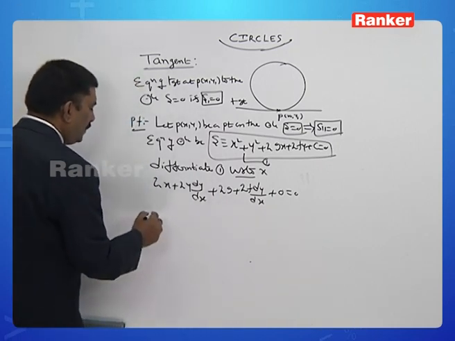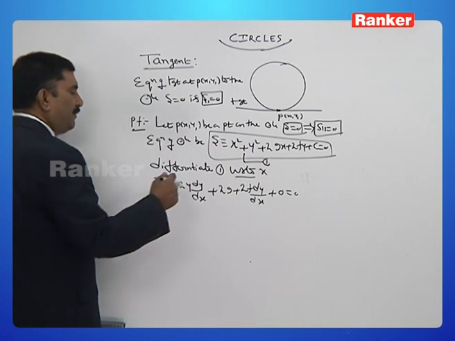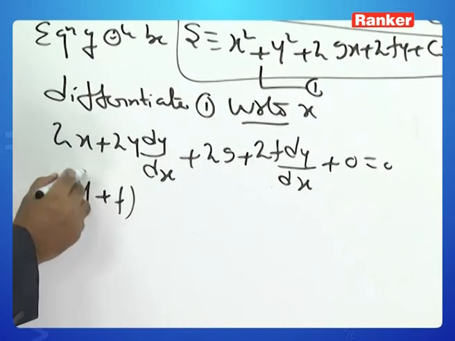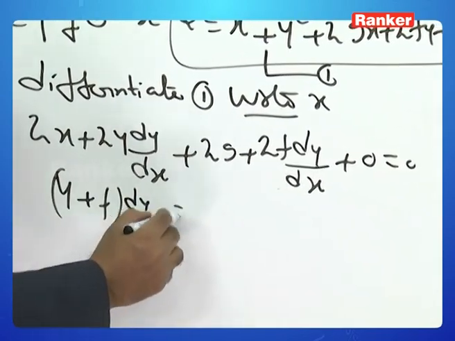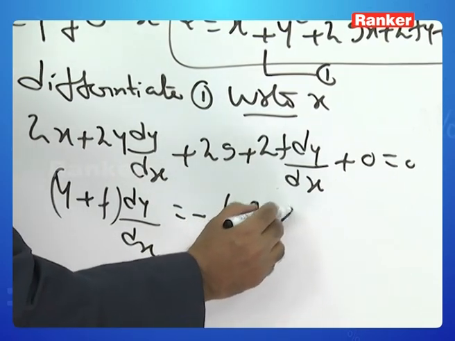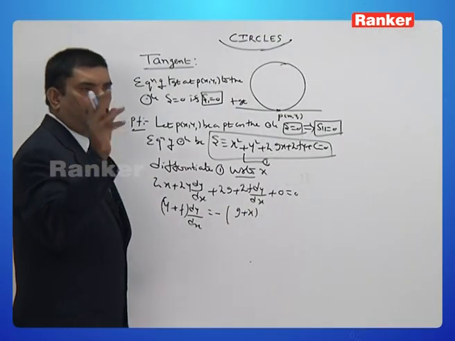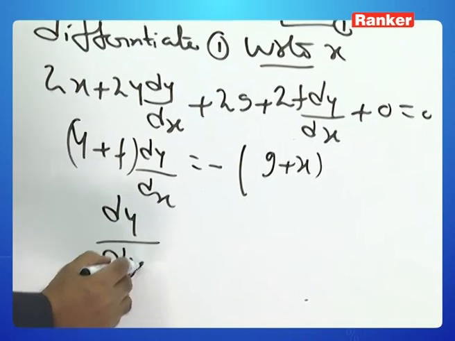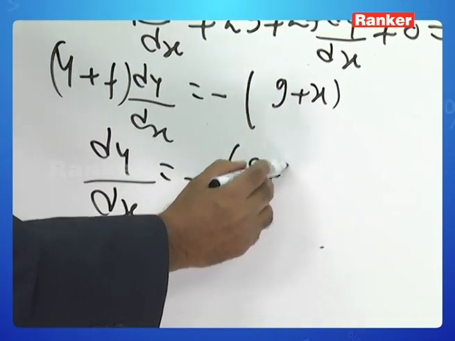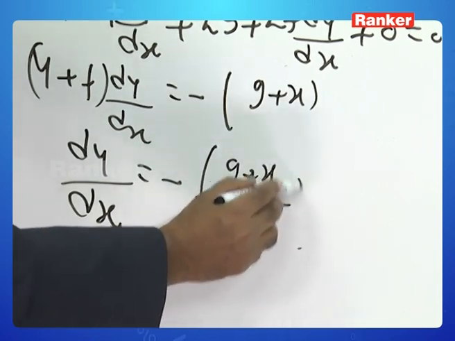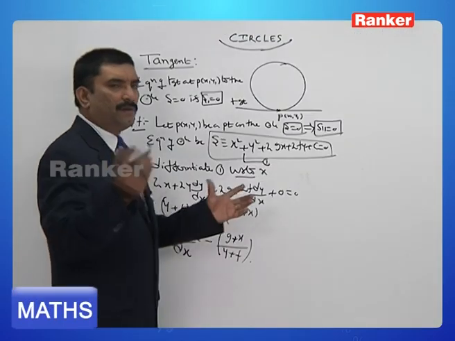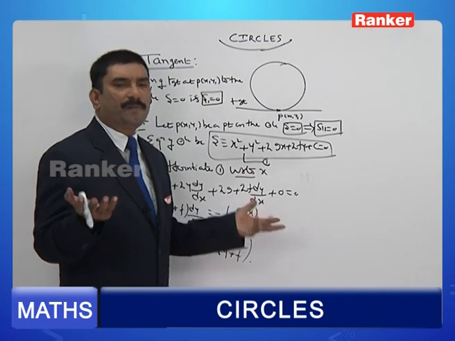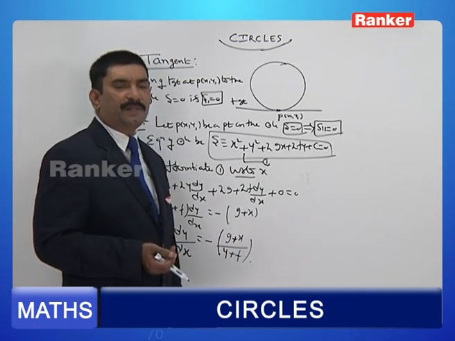So you can observe 2 is common in all the terms, you can remove that, and dy by dx is common. So (y plus f) into dy by dx is equal to minus of (g plus x). Transfer the terms which do not have dy by dx. So I can write dy by dx is equal to minus of (g plus x) by (y plus f). Now, what is dy by dx? We know it already. The geometrical interpretation of dy by dx is nothing but the slope at a point. Slope at a point means slope of the tangent.